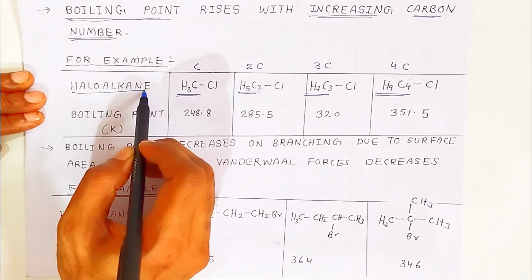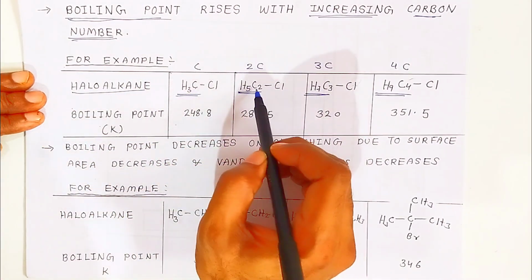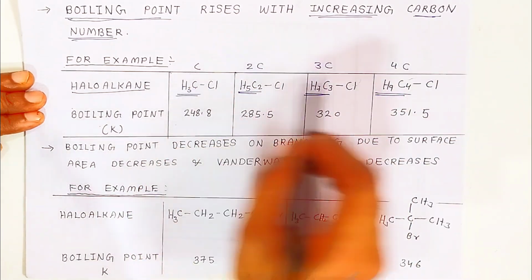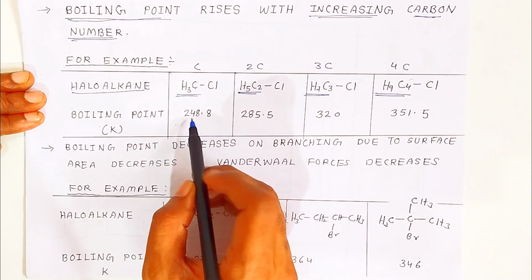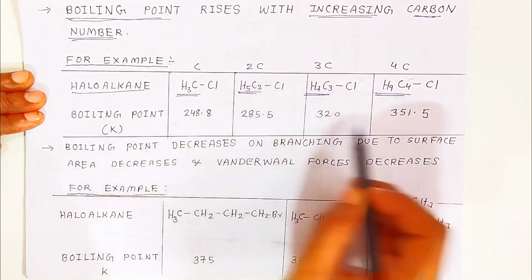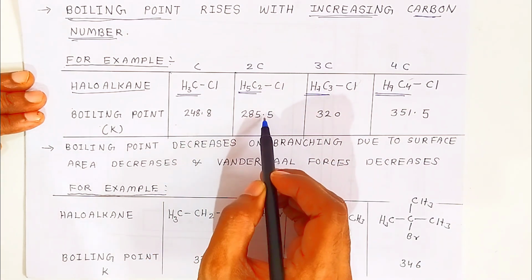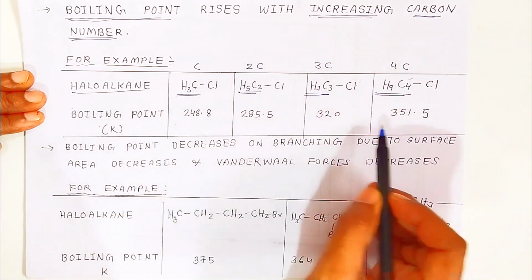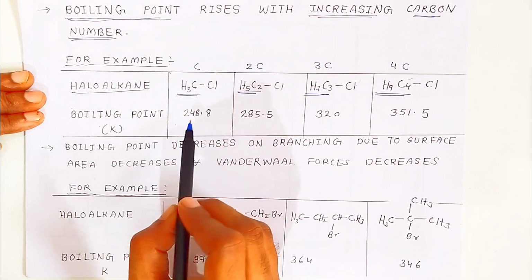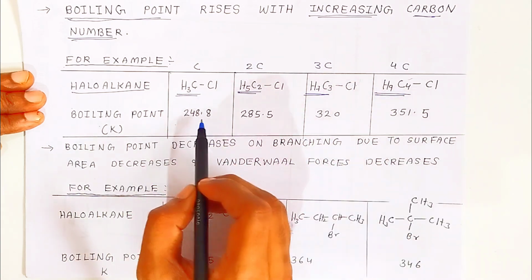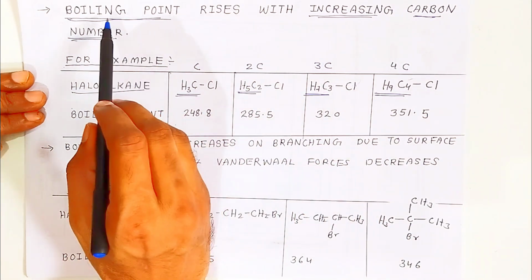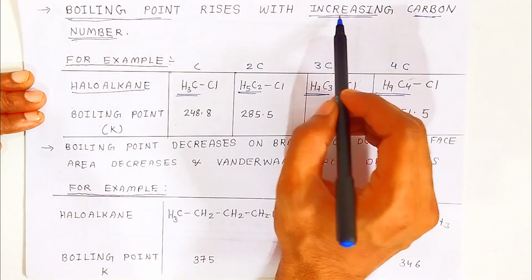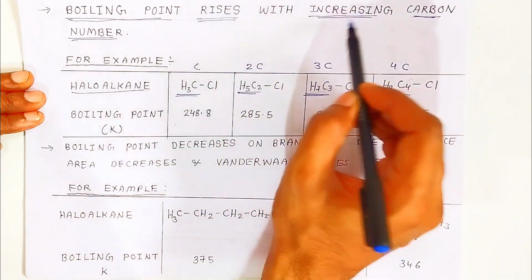Understanding, students? So haloalkanes I have taken here, students, for example methyl chloride, ethyl chloride, propyl chloride and butyl chloride. As the number of carbons increases, boiling point, now see the numbers, students, goes on increasing: 248.8, 388.5, 320, 351.5 Kelvin. In the examination, if you are not able to remember the values, it is also correct. Only this statement is very important, students. As you go from methyl chloride to butyl chloride, boiling point increases. Boiling point rises with increase in carbon number.